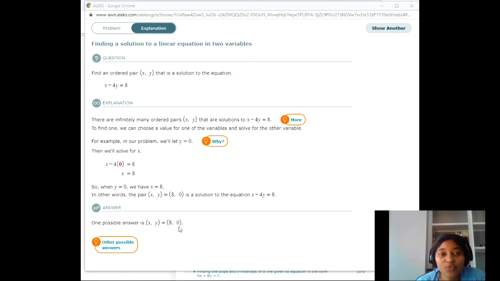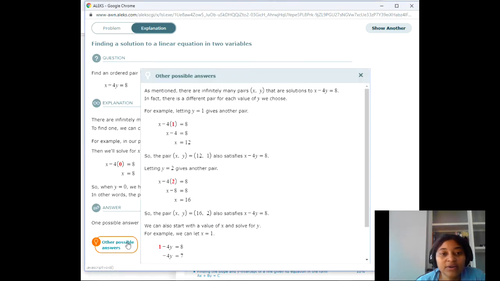Now here you can see they give you different options. You could have replaced the y with a 1 instead of a 0. And if you had done that, you would have got x equals 12, and then as you can see here, the x would have been 12 and the y would be 1. Okay, all right, let's move on to the next problem.